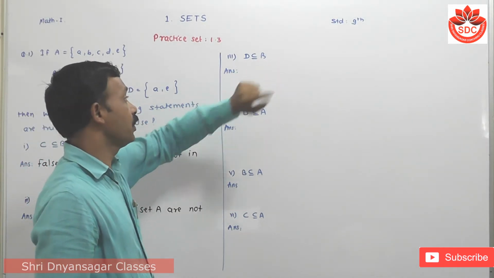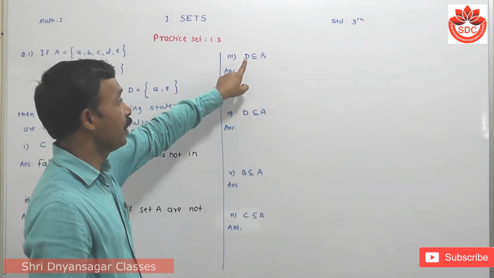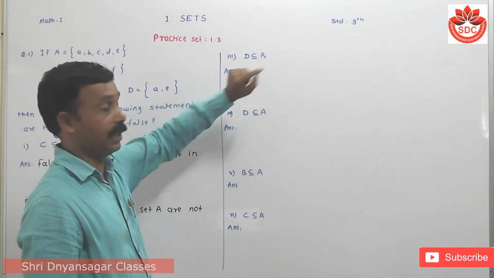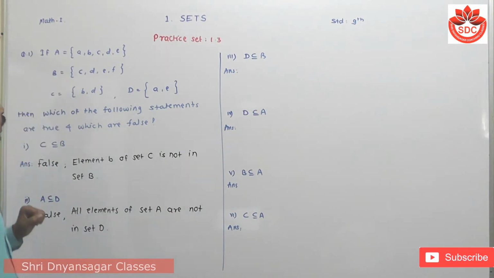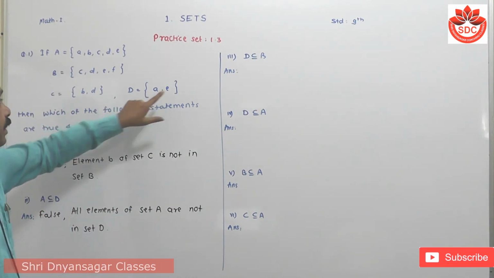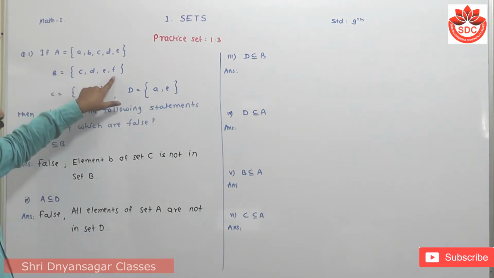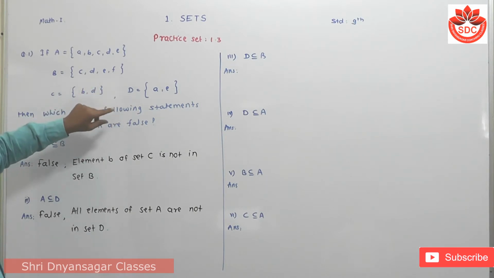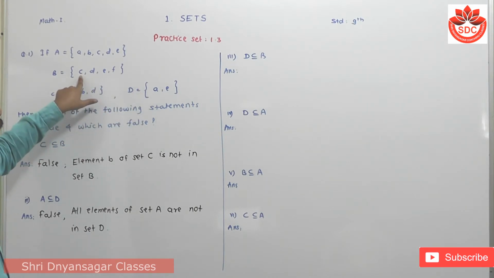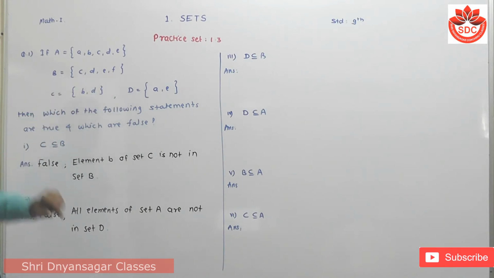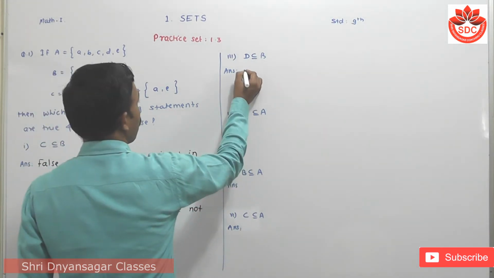D is a subset of B. When D is a subset of B, every element of D is also present in set B. Then it is a subset. Now observe carefully. D is A and E, and B is C, D, E. Now it means that every element is not present. A is not present here, so we write here it is also false.